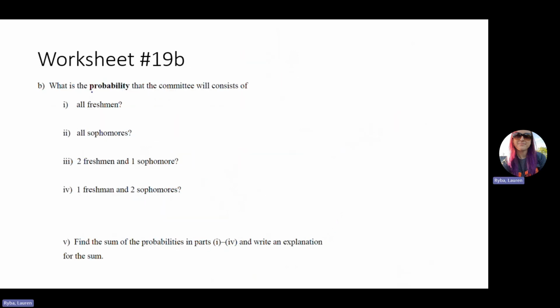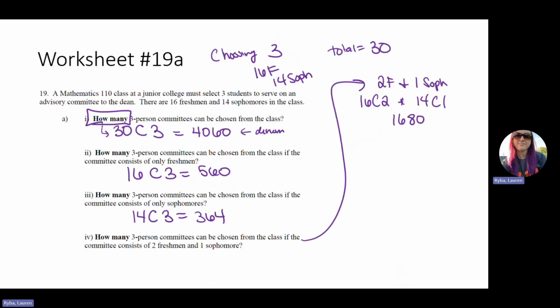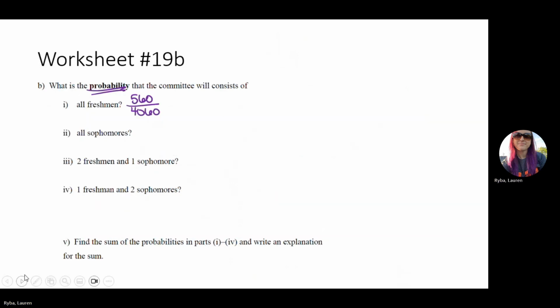When you see this part, what's the probability? And then you're going to divide, then you're going to have a value between 0 and 1. So the probability that it's all freshmen. Well, we said 560 were freshmen, and our total was 4,060. That's this one here. All the ways that this can be done from the total of 30 is 4,060. All right, that comes out to roughly 0.1379.